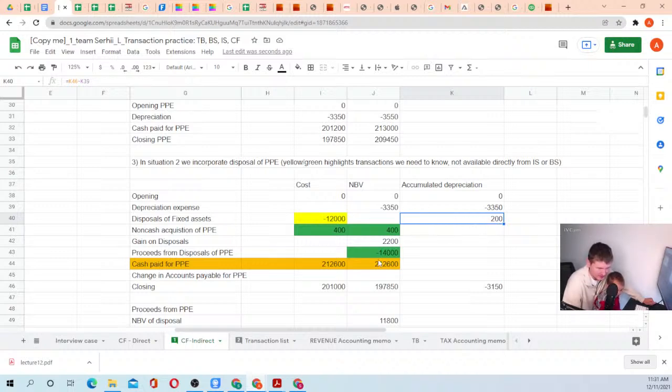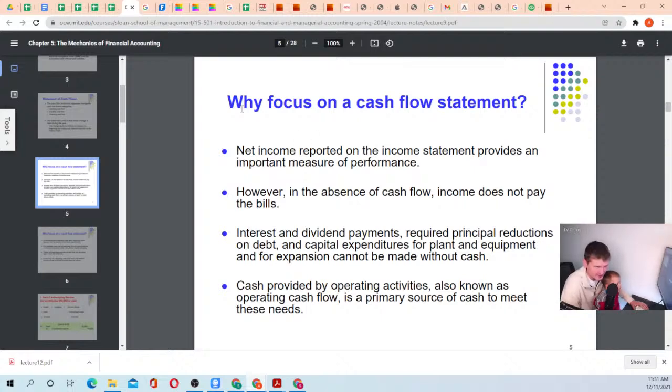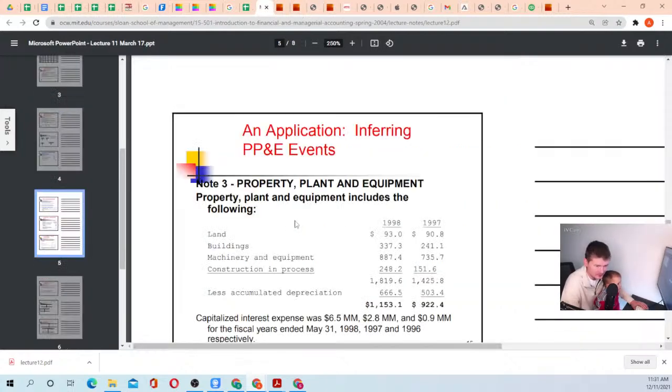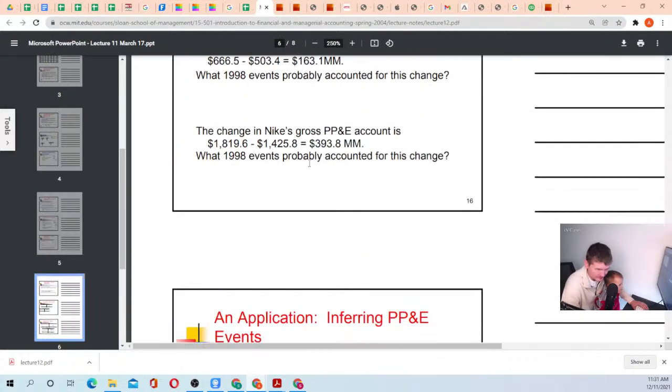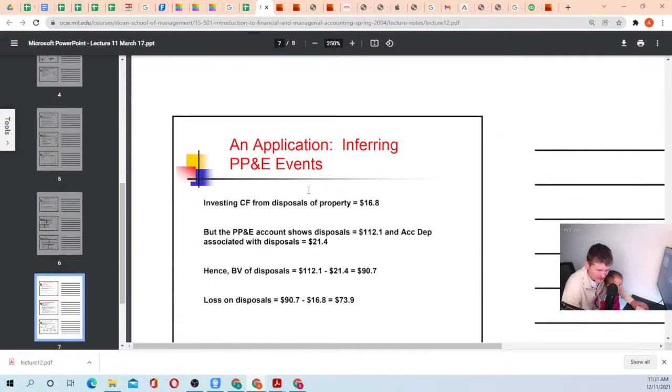Then we can figure out the proceeds from disposal. We actually should know proceeds from disposal. We can figure out the cash paid for PP&E as a balancing number based on our net book value. So that is a good exercise, and I will put it into the homework for today. Inferring PP&E events.